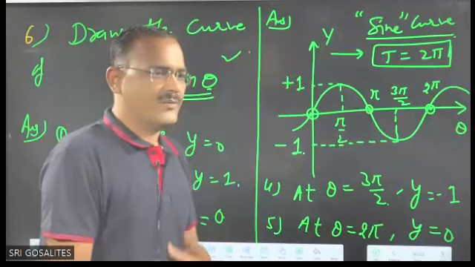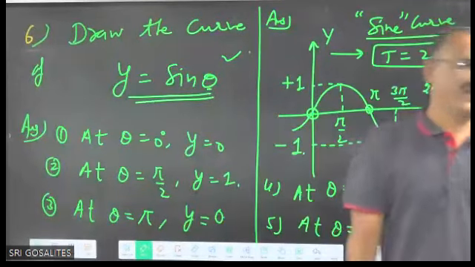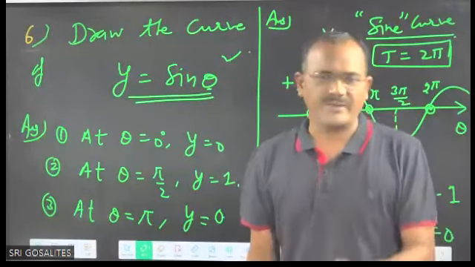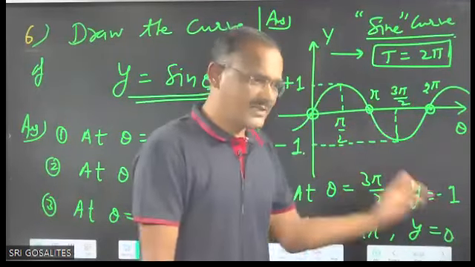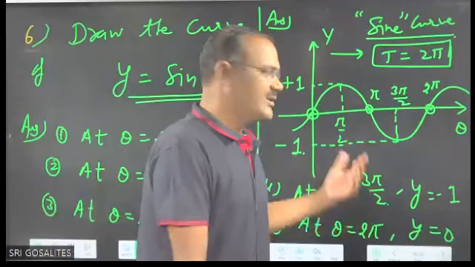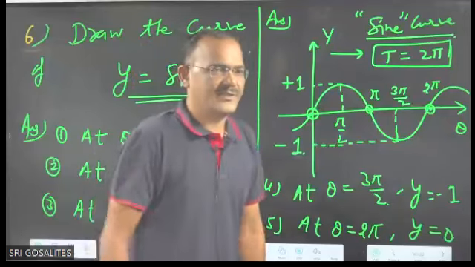Lasya K is asking me, sirji, how is 3 pi by 2 equal to -1? My dear child, for that, please refer to our previous videos of trigonometry, where some other sir would have explained to you the values for higher angles.